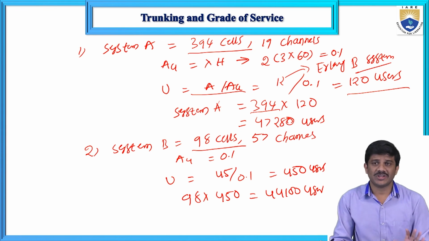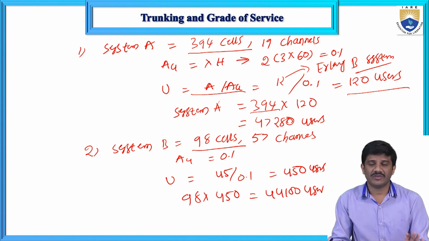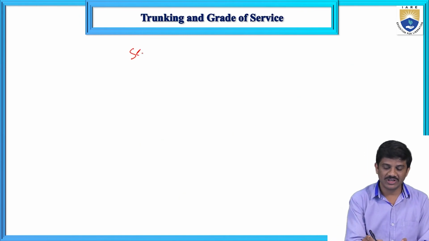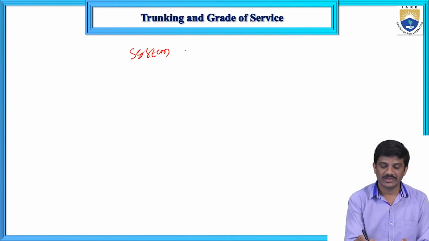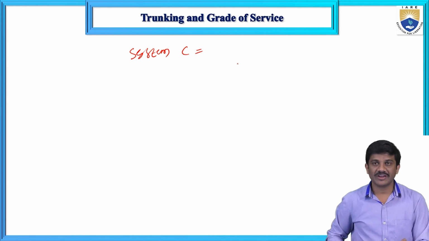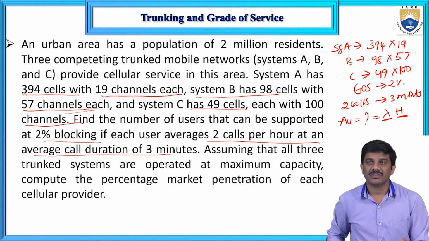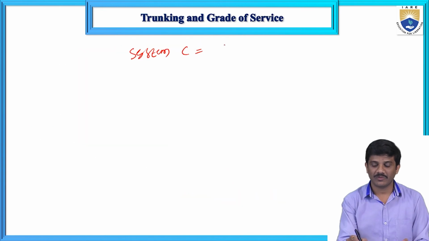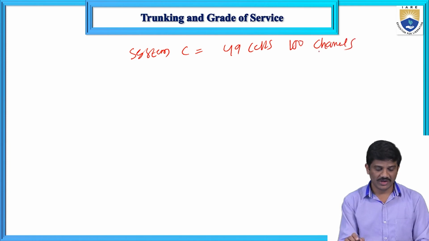Coming to system B, it is the same. We find 44,100 users. Like that, we can see for system C also. System C: how many channels and how many cells? 49 cells and 100 channels. For system C, 100 channels.